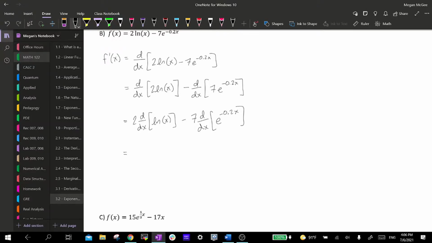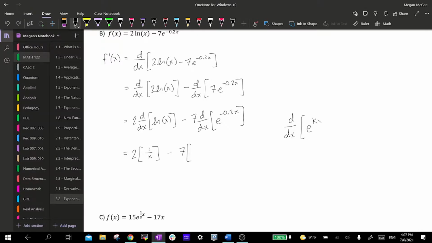Okay. So then we have 2 times the derivative of the natural log of x, which we just learned is 1 over x. Okay. So then we have 7 times the derivative of e to the negative 0.2x.